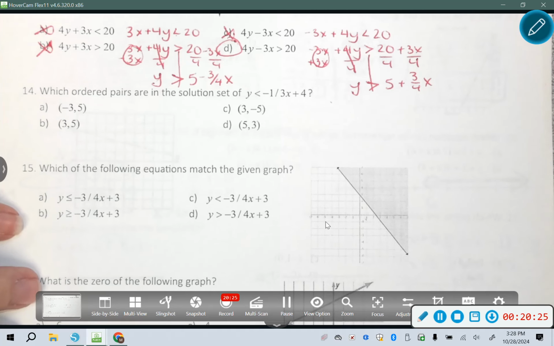14 is a calculator problem, so we're going to look at the calculator. I have mine kind of small. I'm going to split screen it.